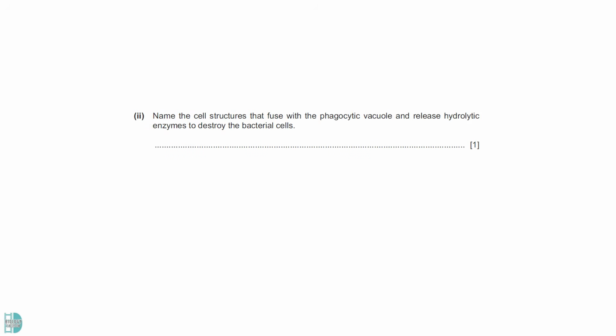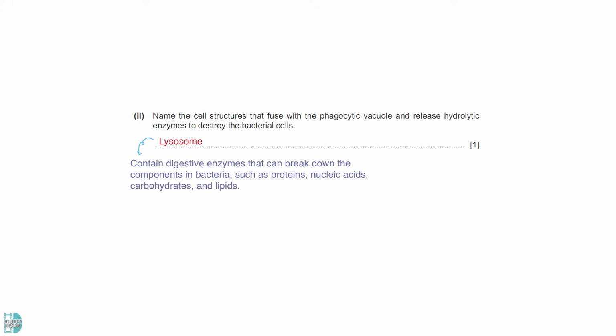The cell structures that fuse with the phagocytic vacuole and release hydrolytic enzymes are the lysosomes. They contain digestive enzymes that can break down the components in bacteria, such as proteins, nucleic acids, carbohydrates, and lipids.